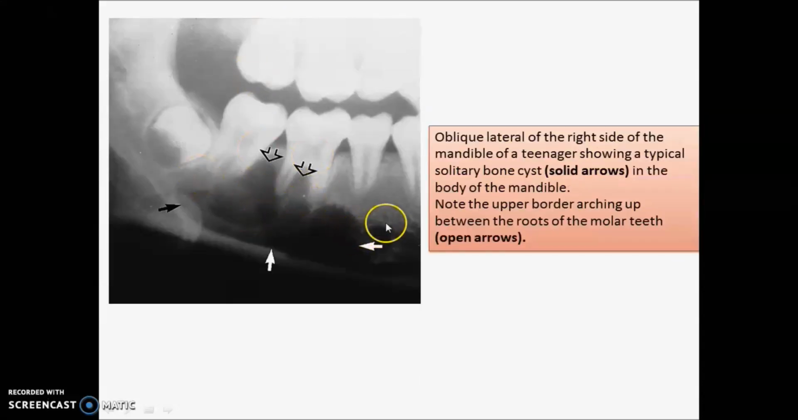Then what is this, aspirants? This is the radiolucent area. So the solid thing you can see, that is your solitary bone cyst. So please aspirants, don't confuse between the solitary bone cyst and traumatic bone cyst. Whenever the traumatic bone cyst is there, you can see only radiolucency below your roots. But in case of solitary bone cyst, this radiolucency will extend between the roots of the teeth. You can see this arrow. So whenever such radiolucency extends between the roots of teeth, it is your solitary bone cyst.